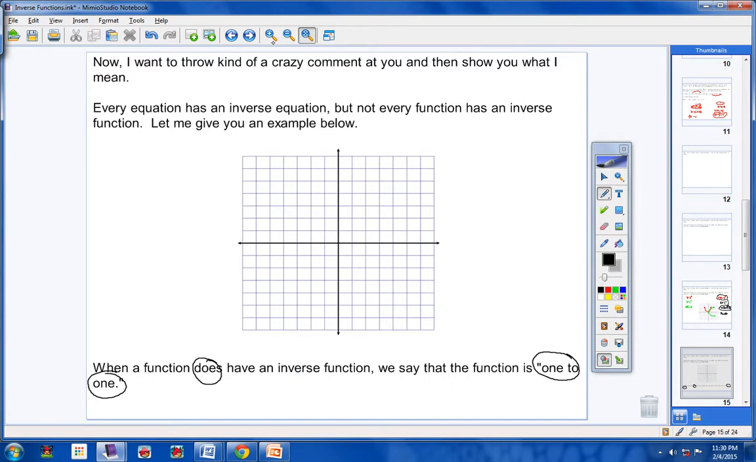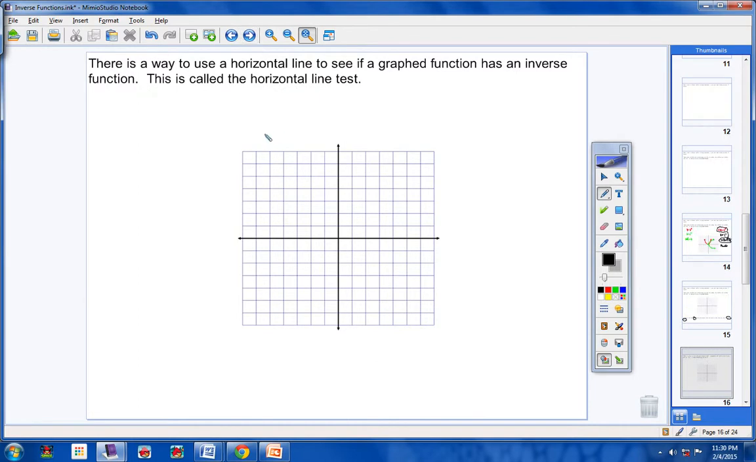Alright, now continuing on. There is a way to use a horizontal line to see if a graphed function has an inverse function, and it's called the horizontal line test. Okay? So please listen to me very carefully, and I'm not bragging, but I will explain this well. I'm going to write it right here for you, okay? Take really good notes. The vertical line test, we learned that earlier, is for what?